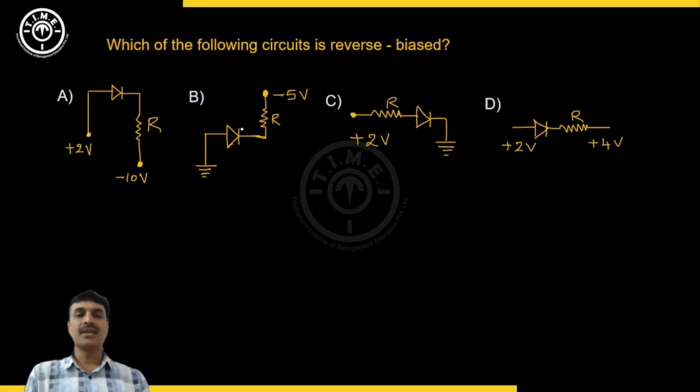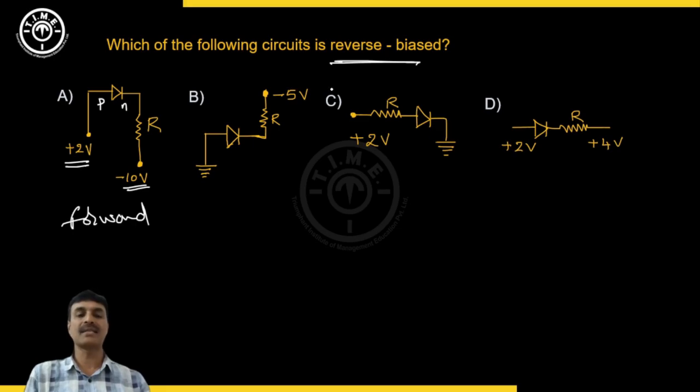Another question, which of the following circuits is reverse biased? Which is in reverse bias mode? What is reverse bias? Higher potential has to be applied to the N region, lower potential has to be applied to the P region. Now here is the diode. This is P side, N side. To the P region, there is plus 2 volt. To the N region, minus 10 volt. Plus 2, minus 10. So, higher potential is applied on P region and lower potential is applied towards the negative region, N side of the diode. Then clearly it is forward biased.